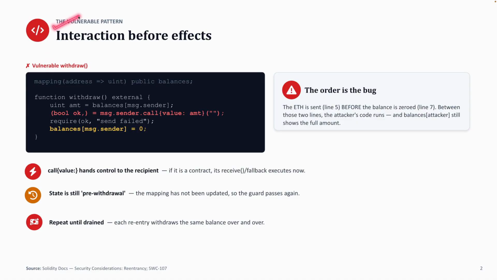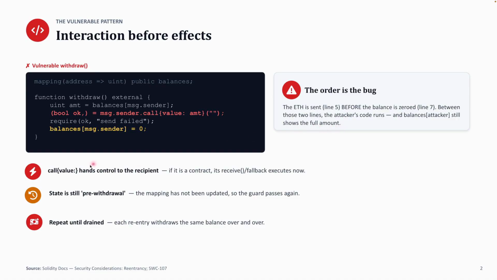The vulnerable pattern, interaction before effects. In this withdraw function, first the interaction happens and then the state is updated. Here, the order is the bug. That is, the ETH is sent before the balance is zeroed. Between these two lines, the attacker's code runs and the balances of the attacker still shows the full amount.